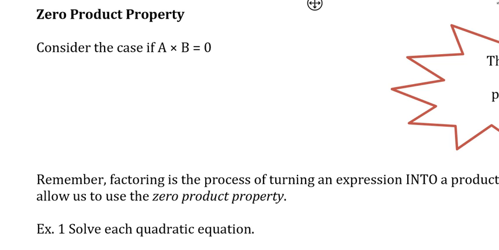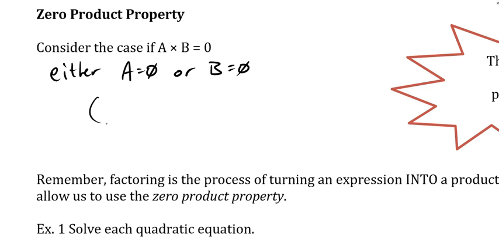So either A equals 0 or B equals 0. And this is true for any two things, or any number of things, if you multiply them together. One of them has to be 0. Any two things multiplied together, this is my A, this is my B, multiply them, one of them has to be 0.